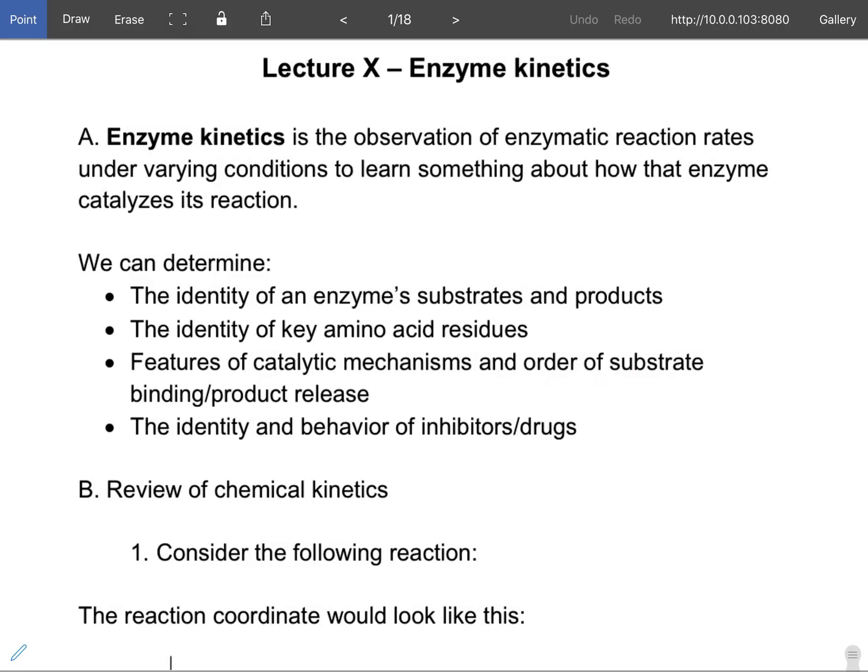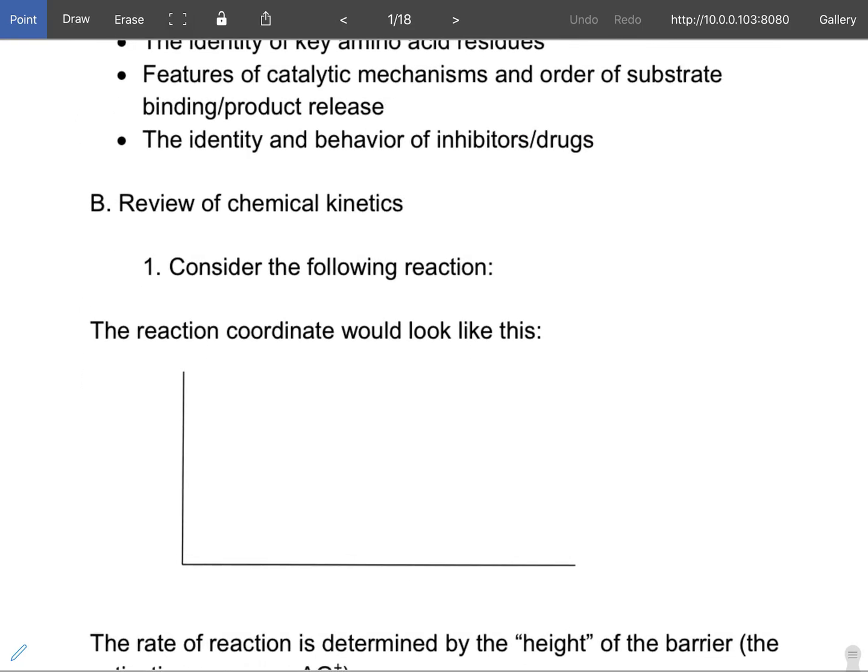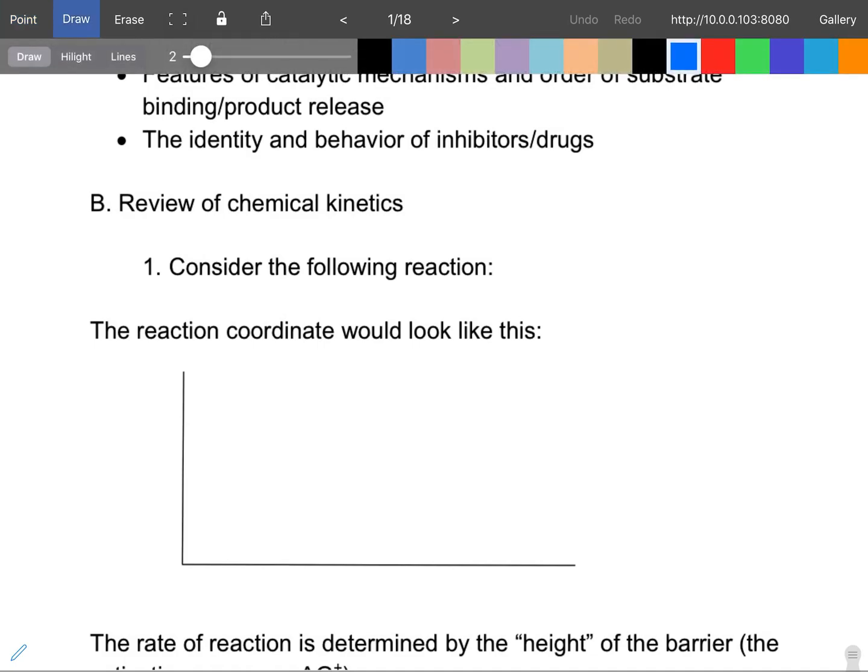And perhaps most relevant for us is that we can both identify and characterize inhibitors and drugs. Most drugs, most pharmaceuticals, have an enzyme target. And before a drug can go out in the market, there's a whole lot of testing that has to occur to ensure that it's safe and effective. But before we really get into enzyme kinetics, we definitely need to review chemical kinetics. And hopefully a lot of this is in fact reviewed for you.